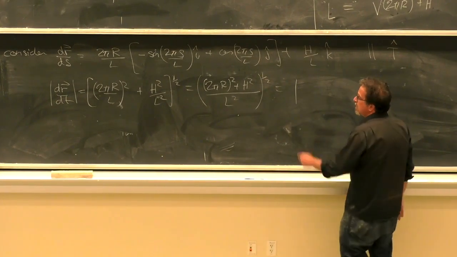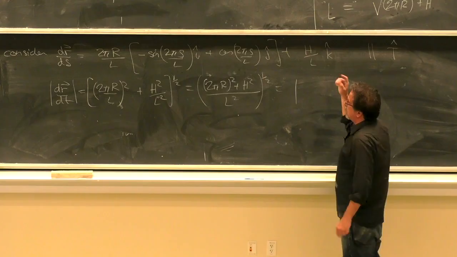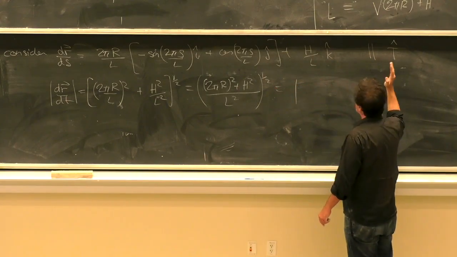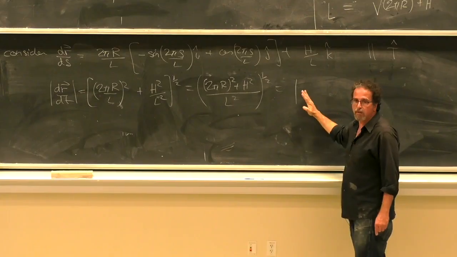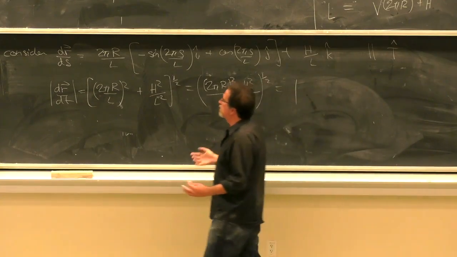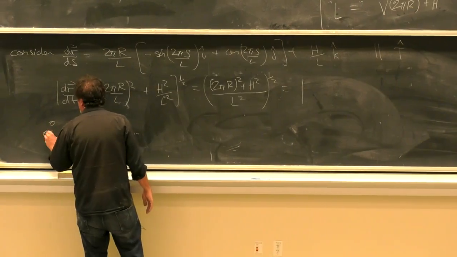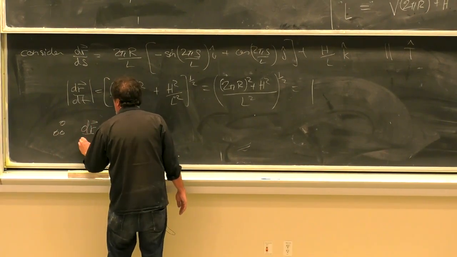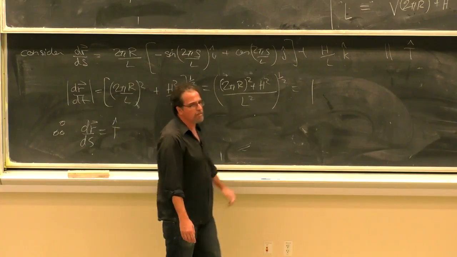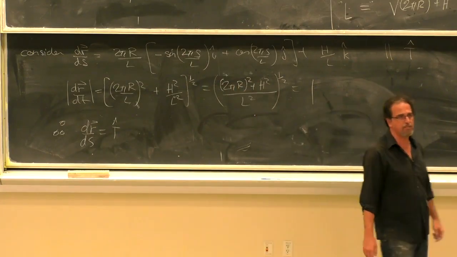In other words, this is a vector which has no dimensions. It's parallel to t hat, and its magnitude is 1. Therefore, it is t hat. Therefore, another expression for t hat is dr ds is equal to t hat. This is the arc length parameterization of the tangent vector.